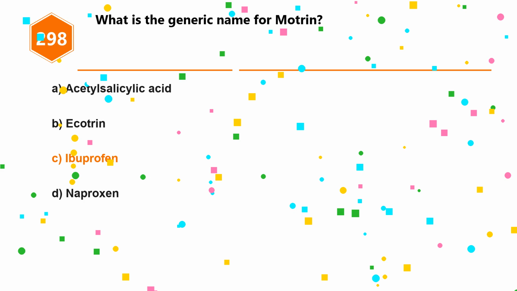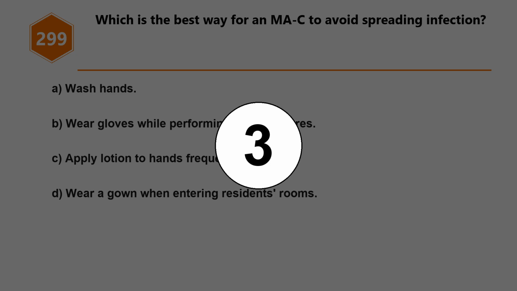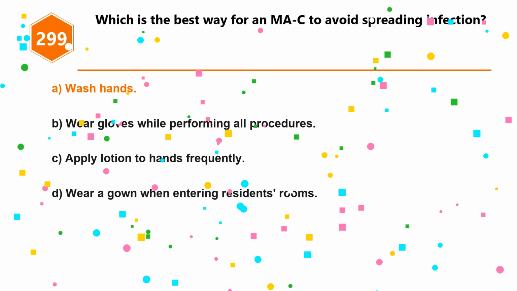The correct answer is option C, ibuprofen. Question 299. Which is the best way for an MACE to avoid spreading infection? Option A, wash hands. Option B, wear gloves while performing all procedures. Option C, apply lotion to hands frequently. Option D, wear a gown when entering residence rooms. The correct answer is option A, wash hands.